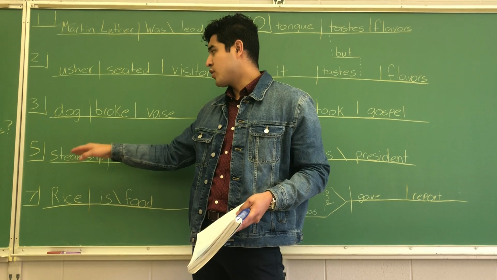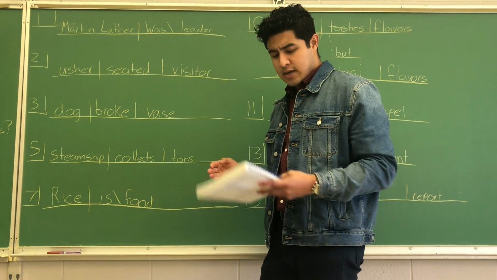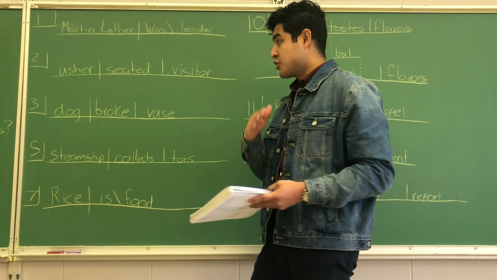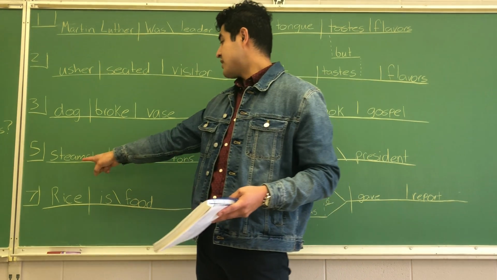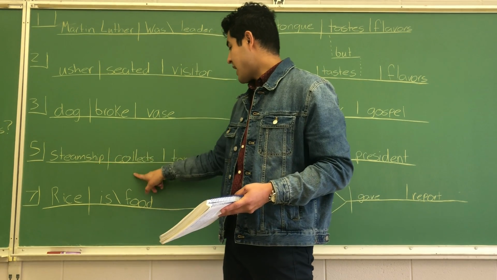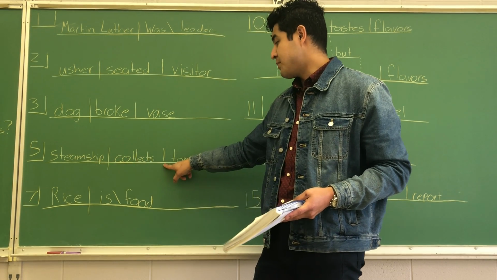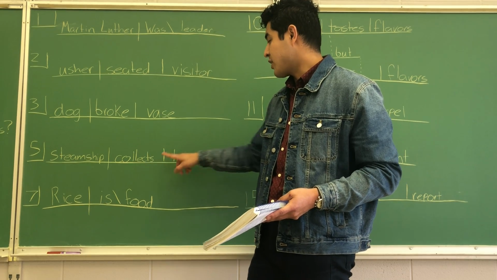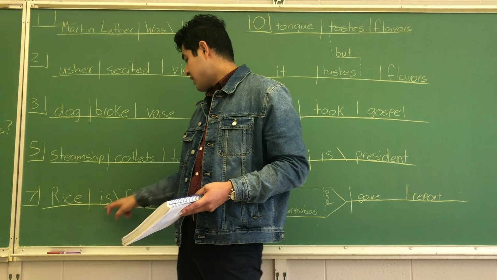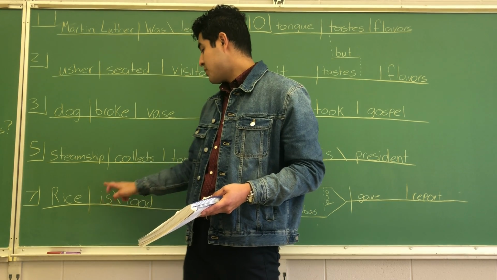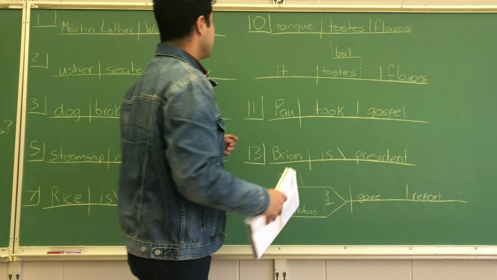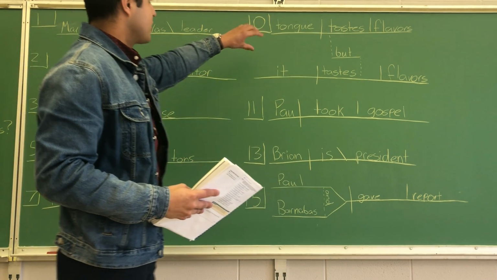Okay, next we have number 5. I skipped number 4. Make sure you do number 4 though. Number 4 is a predicate nominative, so make sure you have your slanted line. Make sure your slanted line does not cross. Steamship collects tons, okay? Subject, action verb, vertical line that meets the horizontal line but does not cross, and the direct object. Number 7, rice is our linking verb, so we've got our slanted line towards the subject and our predicate nominative. We skip down to number 10.